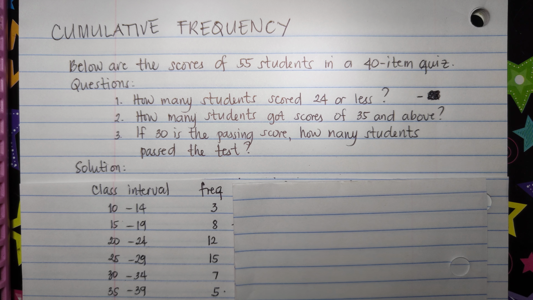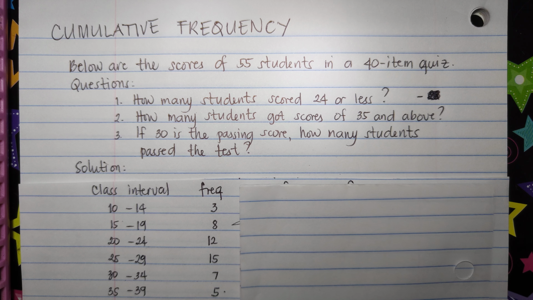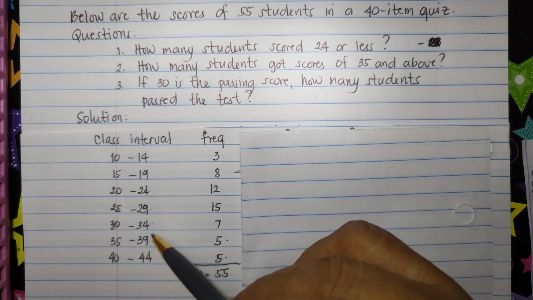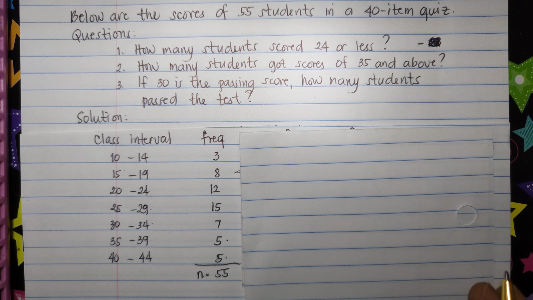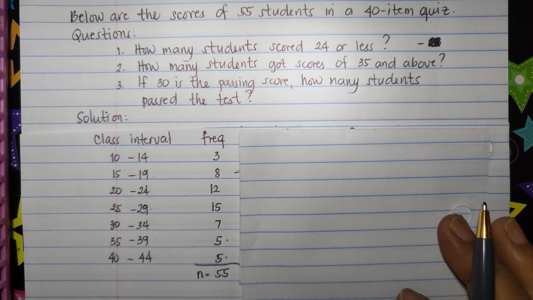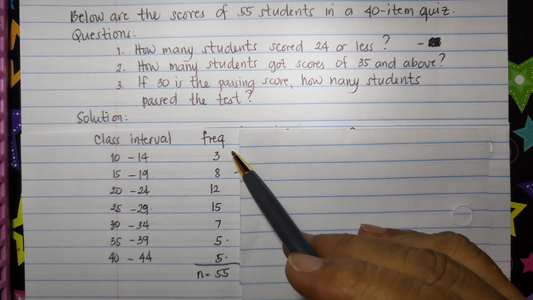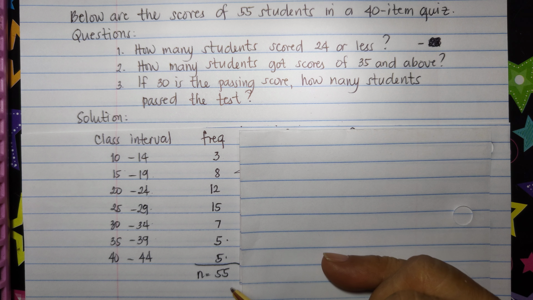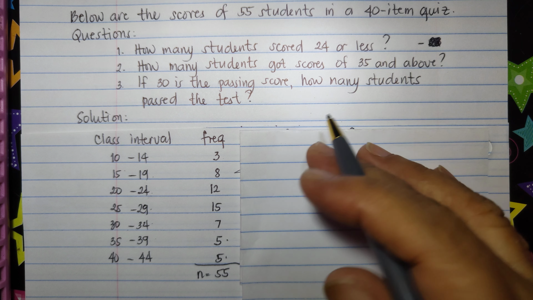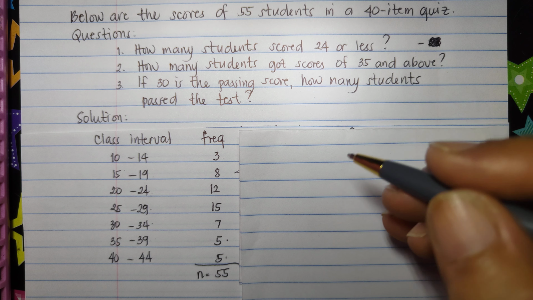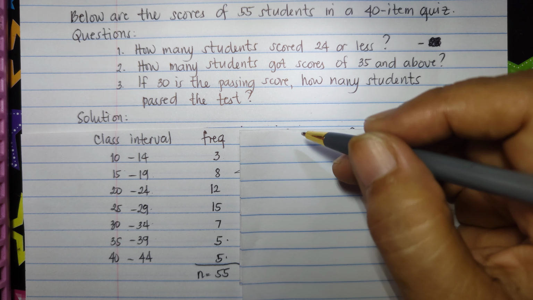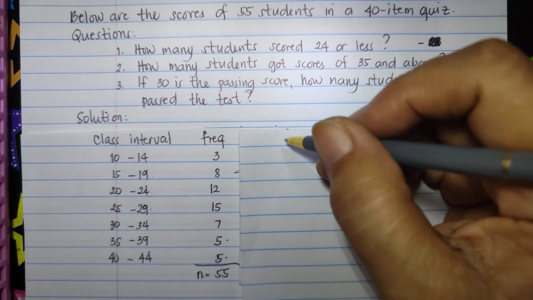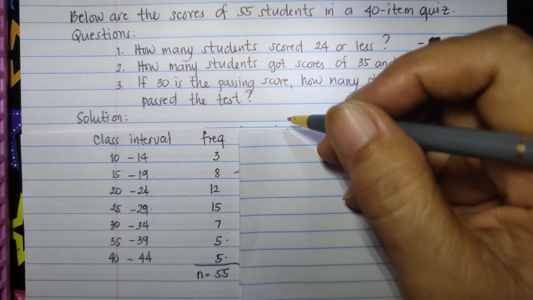Okay, so we are given the class interval. So we have 1, 2, 3, 4, 5, 6, 7. There are 7 classes. Now, given the frequencies, we have the following for a total of 55 students. So before we can answer these questions, we need to provide a column for the less than cumulative frequency and the greater than cumulative frequency.